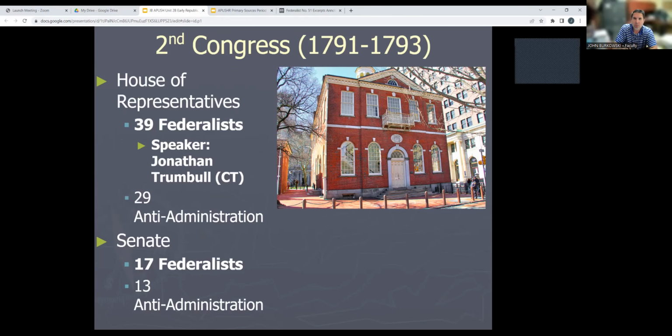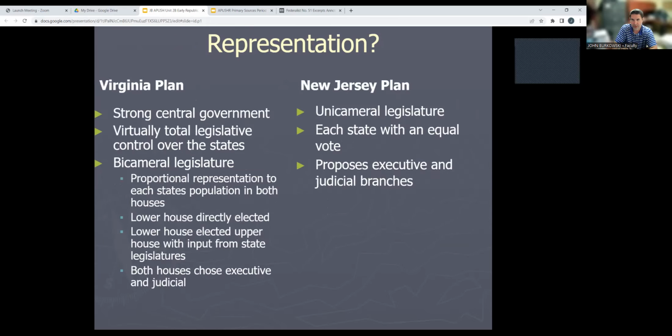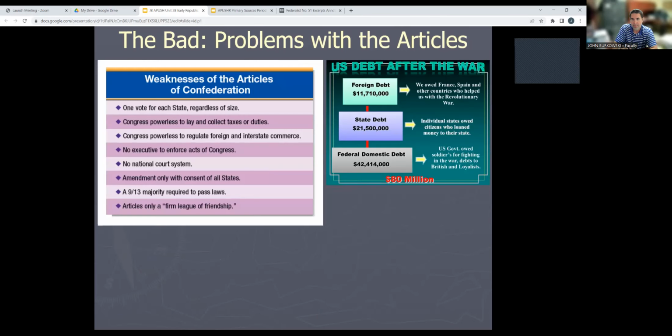So let's quickly go back to one of the problems under the Articles of Confederation. Okay. So let's look at this image here about U.S. debt after the war. The United States and the several states owe a total of $80 million. That would be $80 million back then, not adjusted for inflation. No, that's $80 million back then.